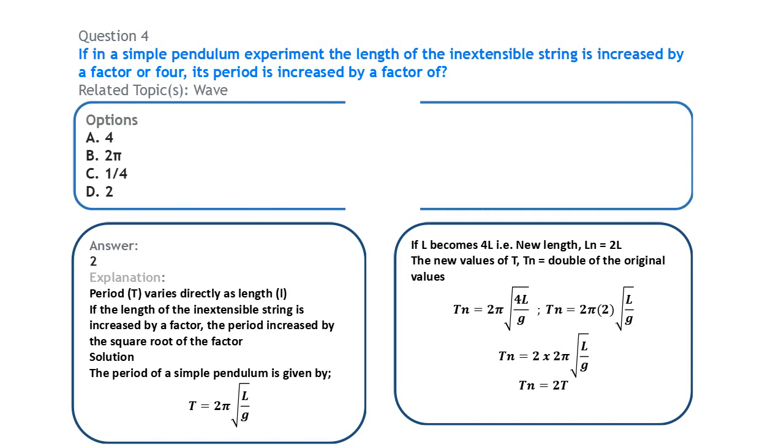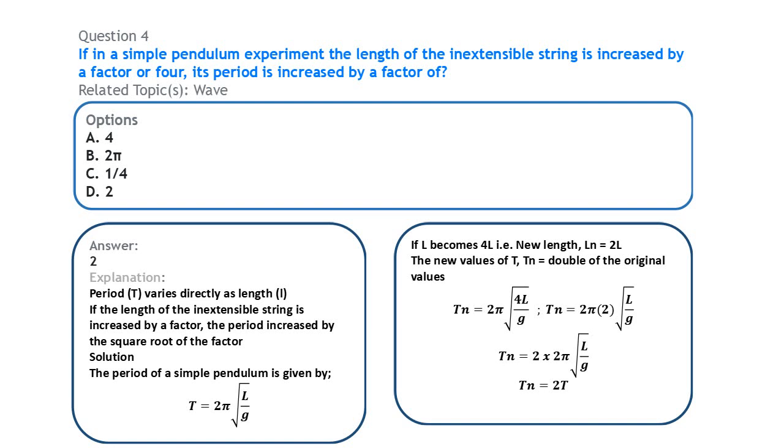Next question, on waves: if in a simple pendulum experiment the length of the inextensible string is increased by a factor of 4, its period is increased by a factor of what? So we know that the period T varies directly as the square root of L, and the period of a simple pendulum is given by this formula here.